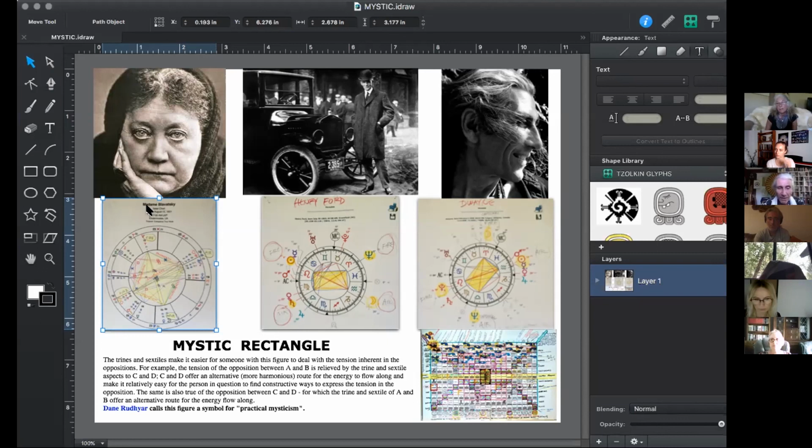And I was interested in exploring this during this week. I came up with this quote here, which was off the wiki site associated with astro.com. Dane Rudhyar calls this figure a symbol for practical mysticism. So I'm thinking that really what I'm pioneering is a practical way of engaging with this very mystical sacred calendar, and it's a practical way.